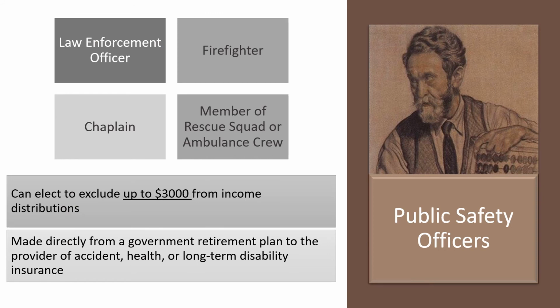And then, as I talked about a little bit before on that simplified method menu screen, there was the public safety officers exclusion. So this is where we're talking about that. Basically, a law enforcement officer, a firefighter, a chaplain, a member of a rescue squad, or an ambulance crew can elect to exclude from their income up to $3,000 of distributions as long as they were made directly from a government retirement plan to a provider of accident, health, or long-term disability insurance.